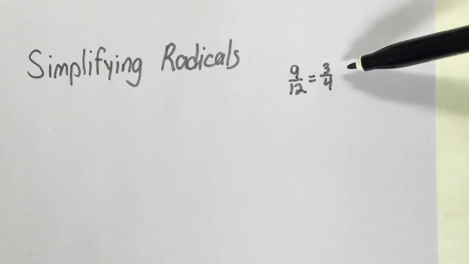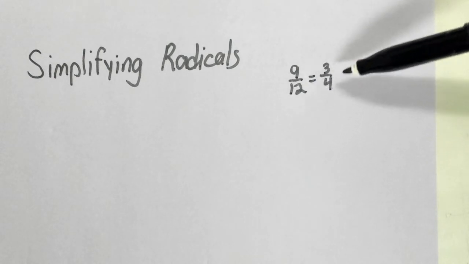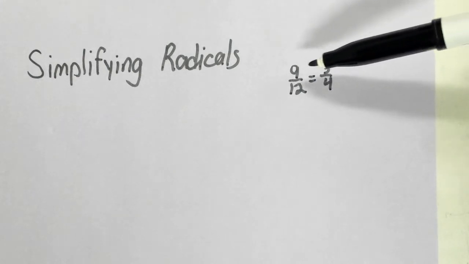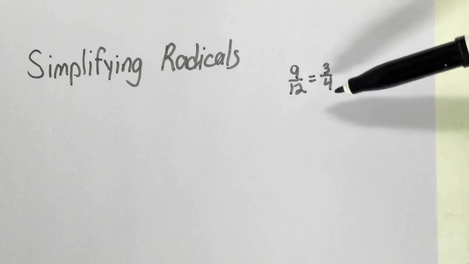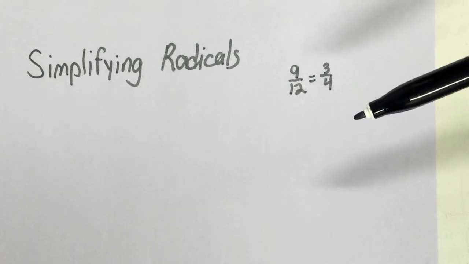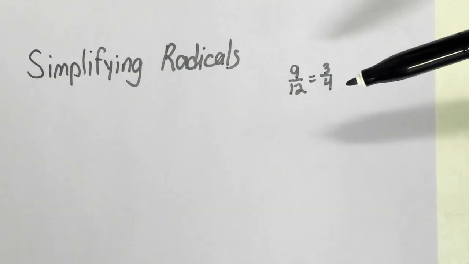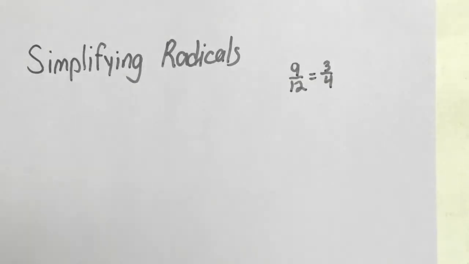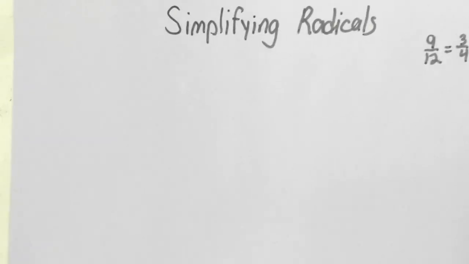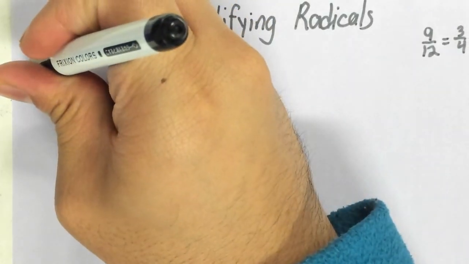9 over 12 and 3/4 are the same number, but when we simplify, the numbers became smaller. The fraction's the same, but the numbers are smaller. These smaller numbers make it easier for us to calculate and work with. So that's the reason behind simplifying fractions. So by the same concept, we also simplify radicals. So let me use square root 20 as an example.